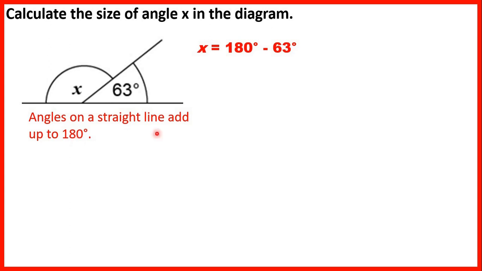So what we can do is work out 180 minus 63, and we might need to use column subtraction for that, but when we do that, we'll get the answer 117. So angle X is 117 degrees, and that makes sense because we can clearly see that angle X is an obtuse angle, so will be larger than 90 degrees.